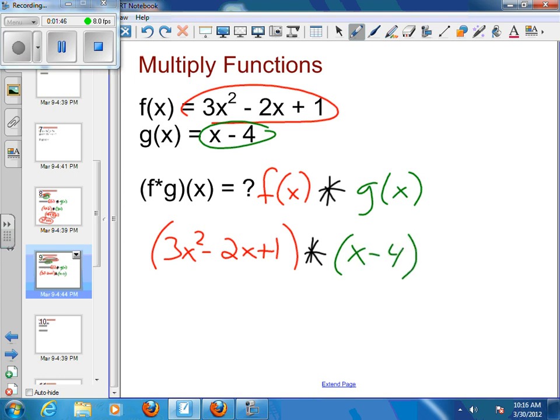So at this point we need to use our distributive property, and we'll have to distribute each one of the terms in the first function times each one of the terms in the second function. So let me start with my 3x squared. If I take 3x squared times x, I end up with 3x to the third. And then I take my 3x squared and I multiply it by that negative 4. I end up with negative 12x squared.